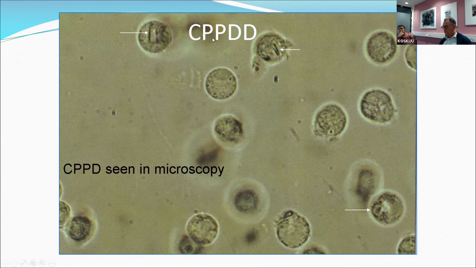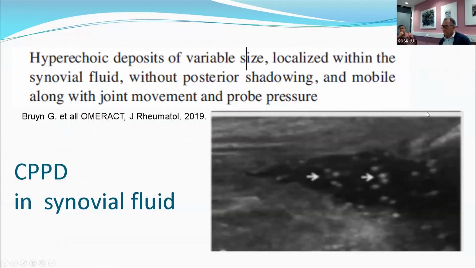Calcium pyrophosphate deposition disease. Seen with microscope, they resemble gouty crystals, but a little bit different in microscope. According to OMERACT, synovial fluid in CPPD, they find hyperechoic deposits, variable size, localized within the synovial fluid without posterior shadowing and mobile.